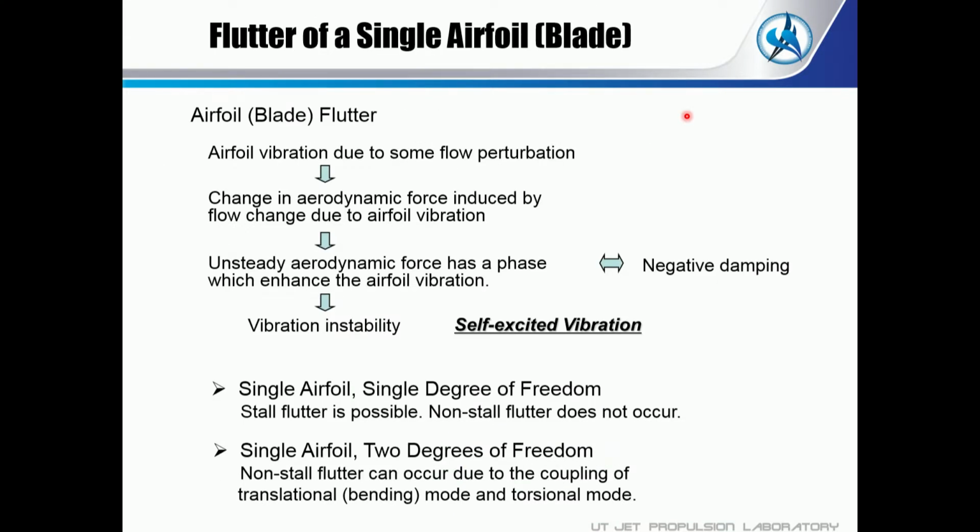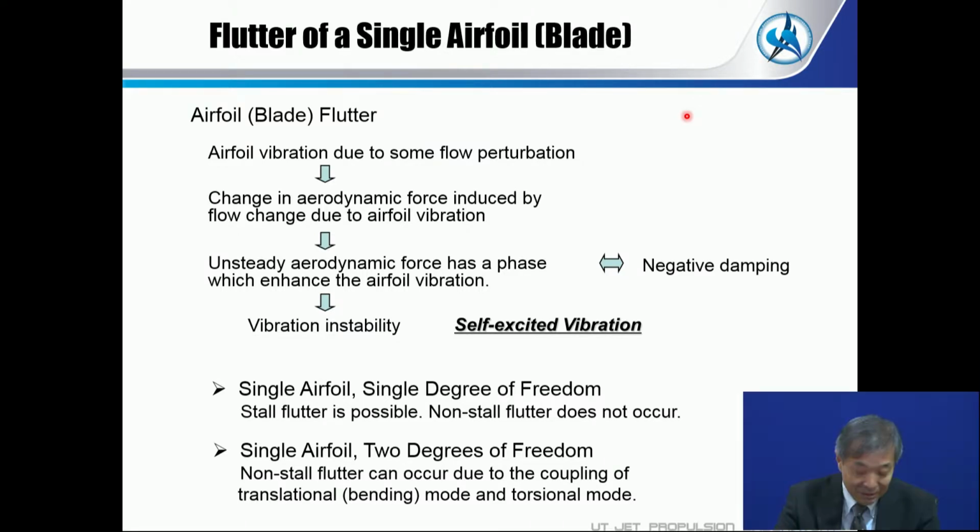And regarding the flutter of a single airfoil or single blade: airfoil vibration occurs due to some flow perturbation. The change in the aerodynamic force is induced by the flow change due to airfoil vibration. And the unsteady aerodynamic force has a phase which enhances the airfoil vibration. This is the case of negative damping, and we have vibration instability. It's a so-called self-excited vibration, the negative damping case.